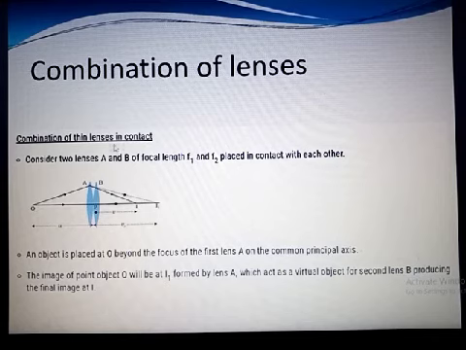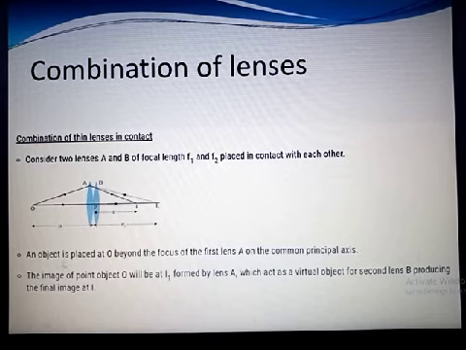So, combination of thin lenses in contact. If we consider two lenses which are joined together, what will be the focal length which it will be capturing over there, everything that we are going to discuss in this topic. Okay, so consider two lenses, A and B, of focal length f1 and f2. This has a separate focal length f1 and this has a separate focal length f2, placed in contact with each other. That means these two are joined together at this position.